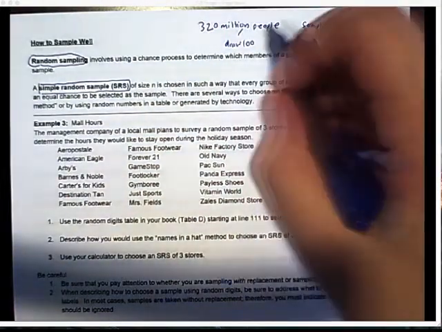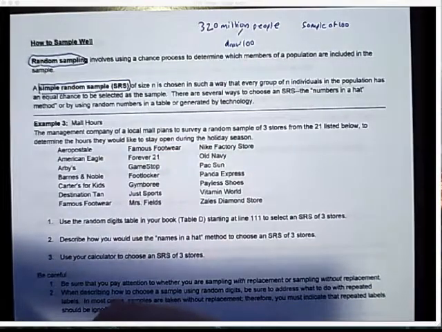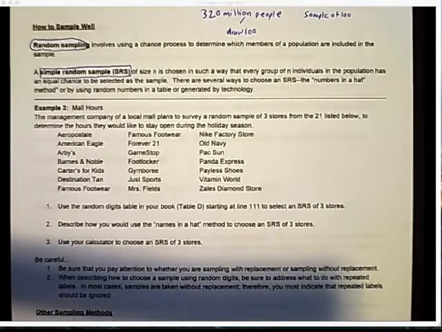Or put a number next to everybody's name, okay? Then use technology to pick 100 random numbers, and then ask those 100 people whose numbers had been chosen, next to their name, and ask them whatever you want to ask them. So that would be the best type of sampling. So let's look at the next example.